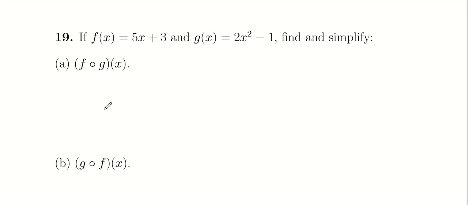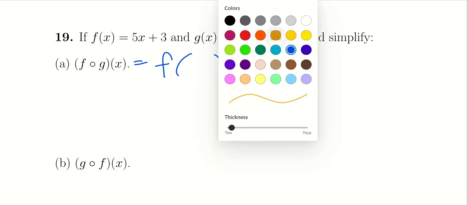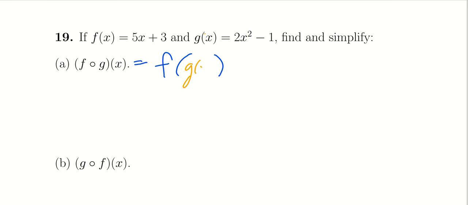In 19, we now come to function composition. So given two functions f and g, we want to find their composition and simplify. F composed with g of x, by definition, remember this is f of g of x. So the outer function is f, and the inner function, which is our input, is g.